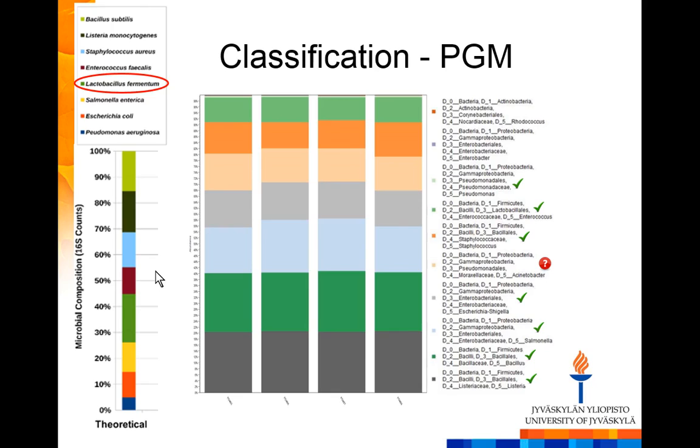For PGM, also 7 of the main OTUs were there. There was something very funny happening with false identification of Acinetobacter.